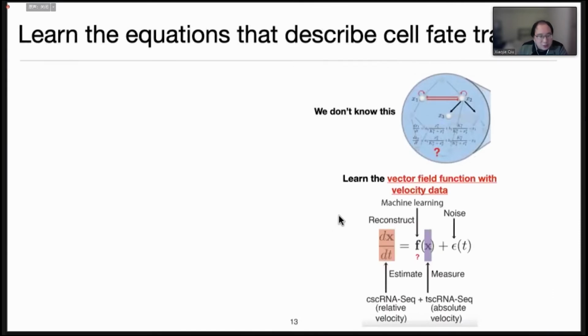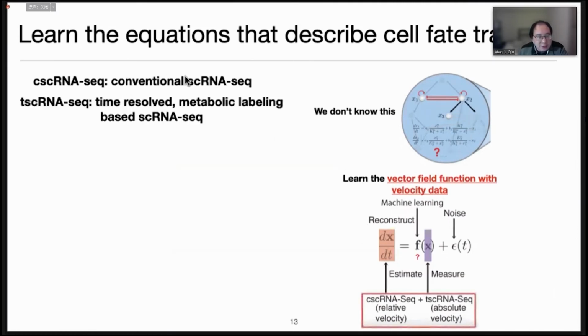Since we really don't know the details of the complicated gene regulatory network, we would like to learn it directly from the single cell data. Fundamentally, this is a machine learning problem, where we have some gene expression state X and some local dynamics of the gene expression state, or the RNA velocity, or dx over dt. Such data can be measured with either conventional single cell RNA-seq or the time-resolved metabolic labeling enabled single cell RNA-seq. The only difference here is that this latter method can give us a real and sometimes more accurate RNA velocity.